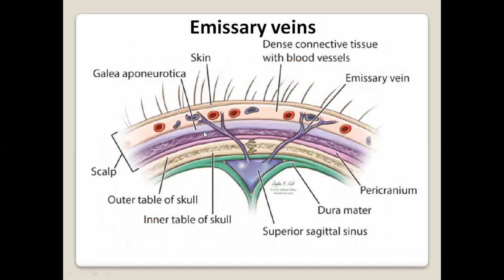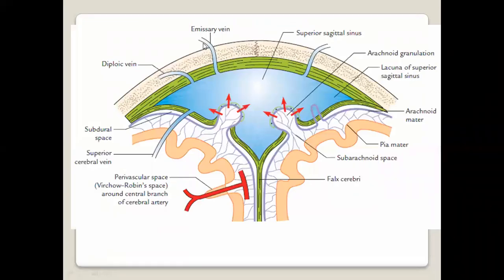So you can see the emissary veins. The emissary veins are veins which connect the intracranial veins, that is venous sinuses, with extracranial veins. You can see this is the emissary vein, which is present in the loose areolar tissue of the scalp. And you can see here the emissary vein. So this is the intracranial venous sinus. See, it opens into the intracranial venous sinus. In the other part, it is connected to extracranial veins.